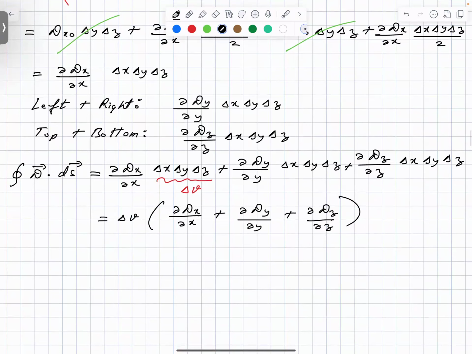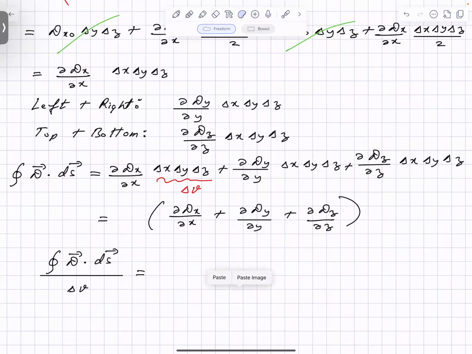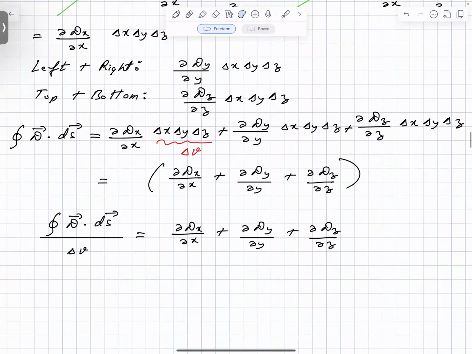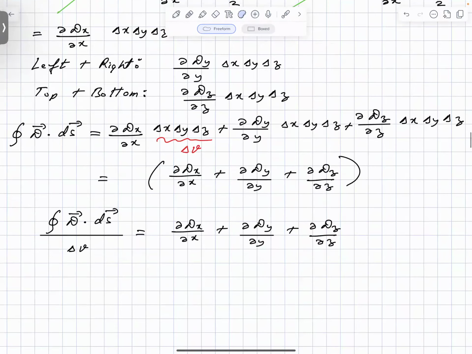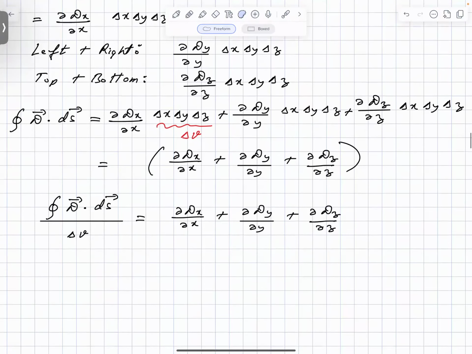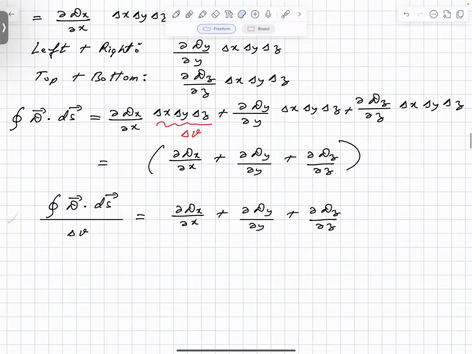And then we bring that delta v to the left-hand side. Okay, so let me copy this. If we bring it to the left-hand side, it goes in the denominator, and then what we have on the right-hand side is this sum of derivatives. And then we are considering incremental volume. So what we'll do next is we will let that volume shrink to 0.